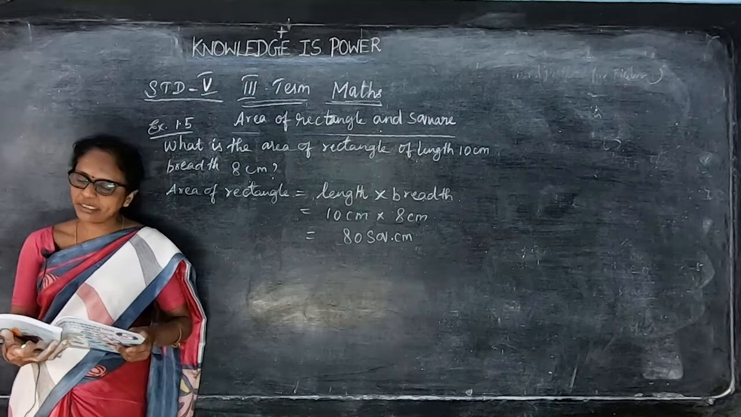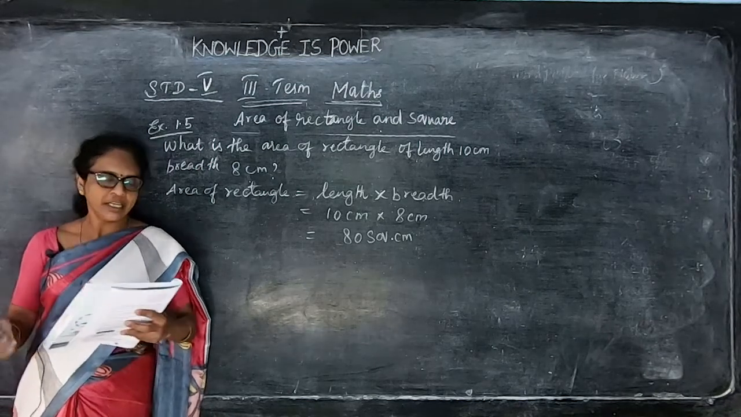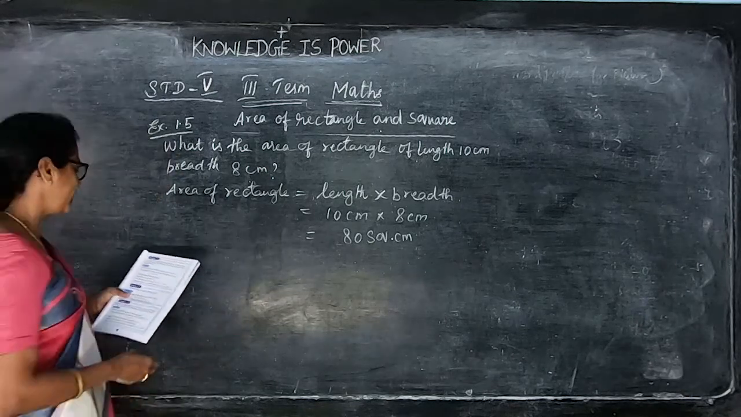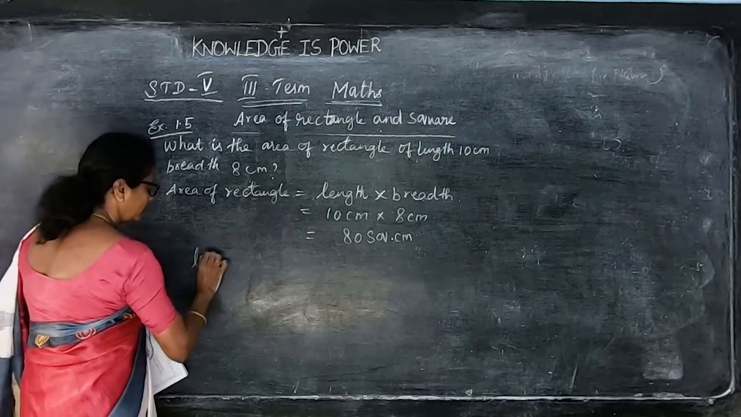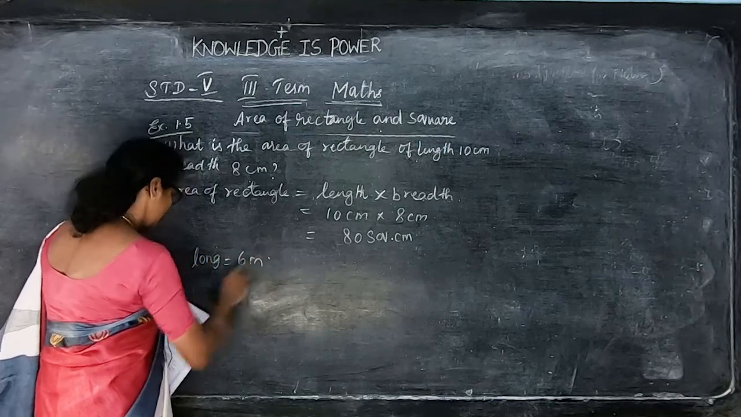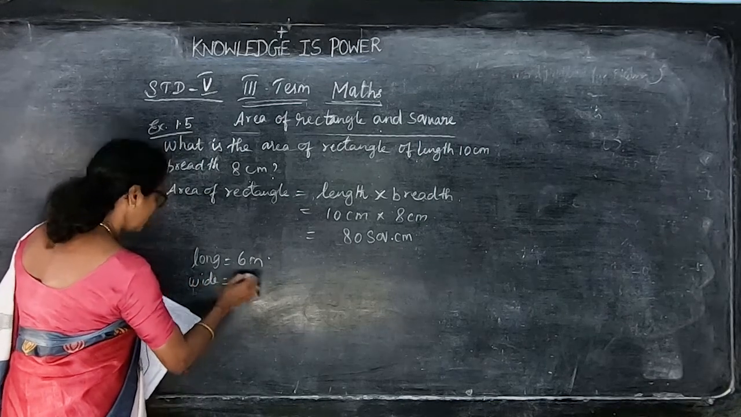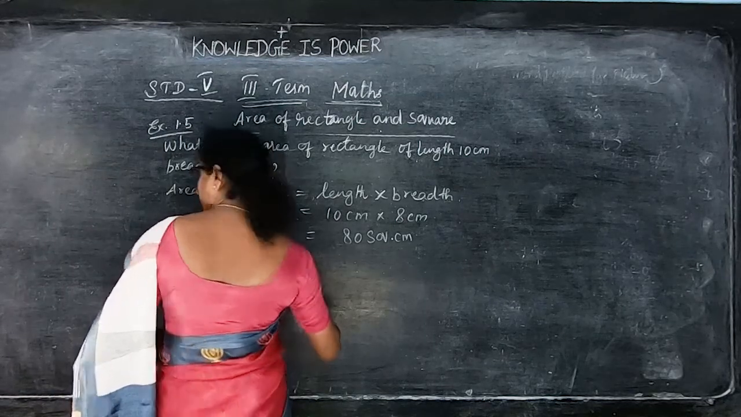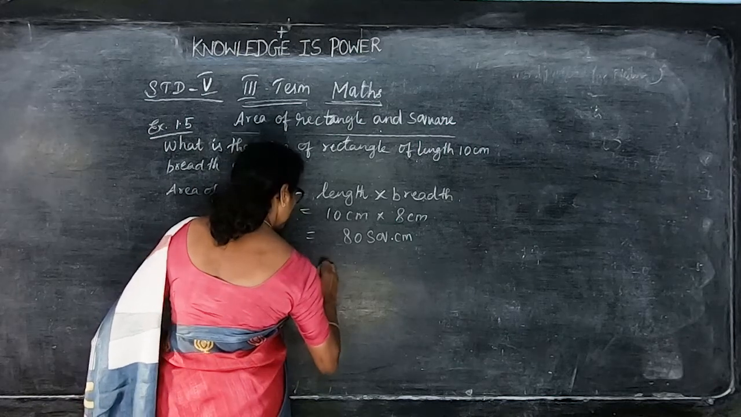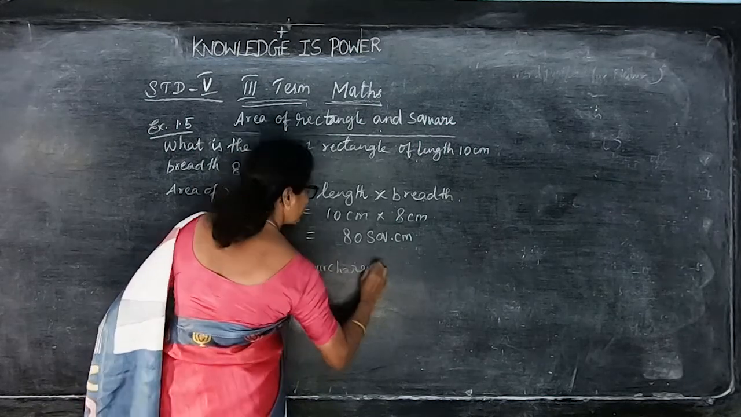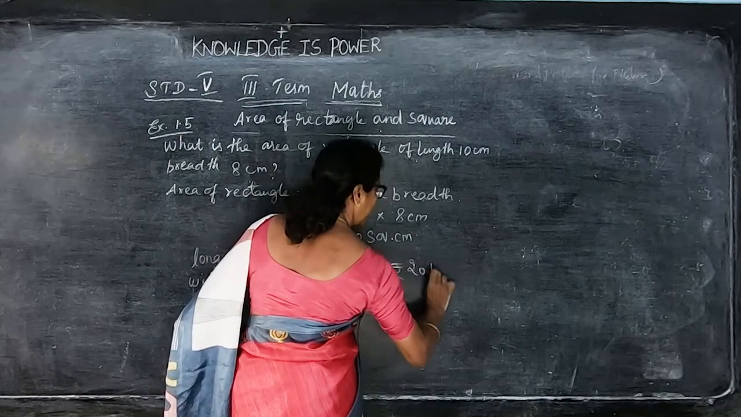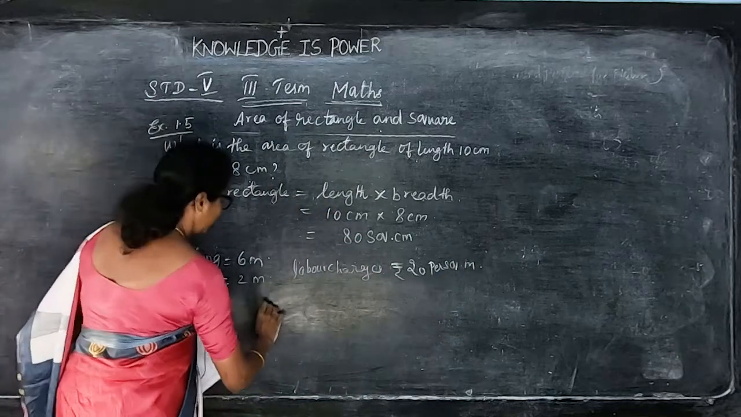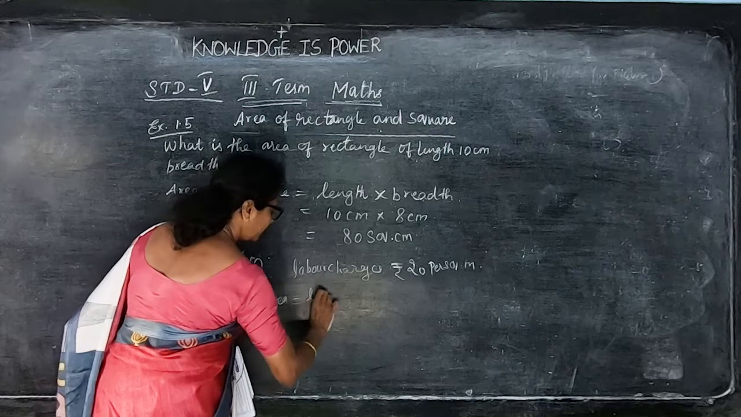A wall that is 6 meter long and 2 meter wide has to be painted. If the labor charges are rupees 20 per square meter, what is the cost for the labor of painting the wall? They have given long is 6 meter, so that is length, and wide is breadth, which is 2 meter. Labor charges are rupees 20 per square meter. So we have to find out the area of the rectangle, which is length into breadth.